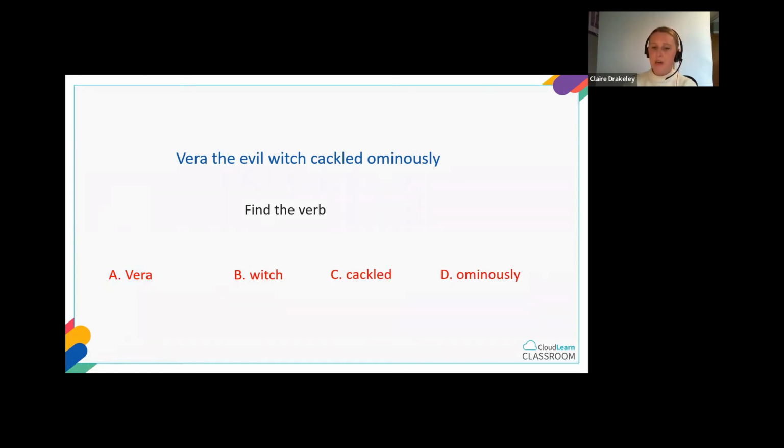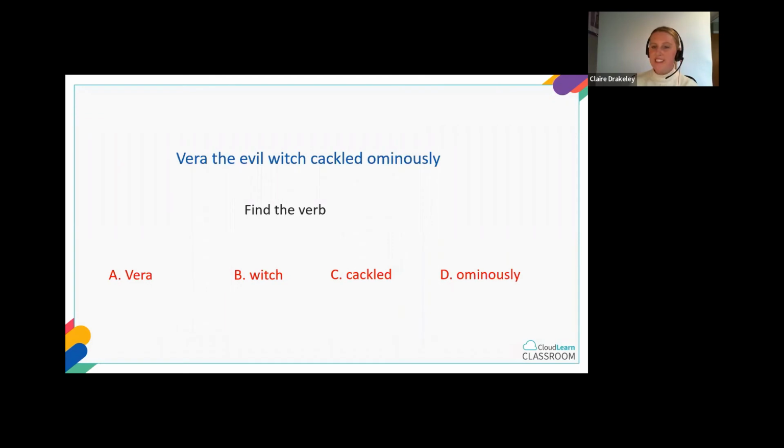Find the verb. Which one of these is the verb? I've moved the words around on this, so make sure you check again. So A is Vera, B is witch, C is cackled, and D is ominously. I like that word. Which one of those is the verb? I'd love to remind you what the verb is, but that would be cheating.